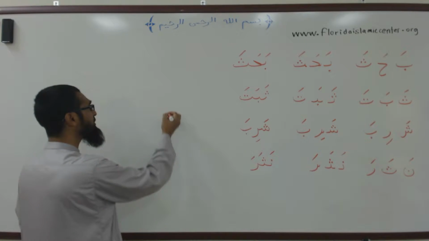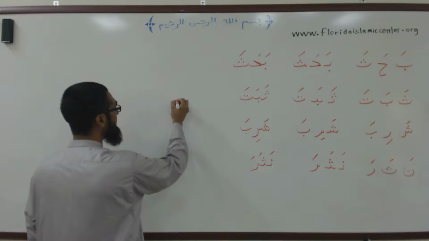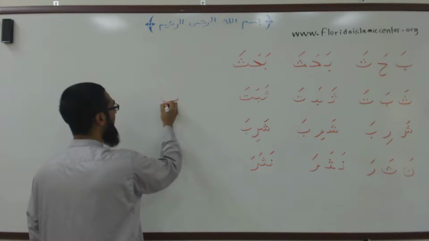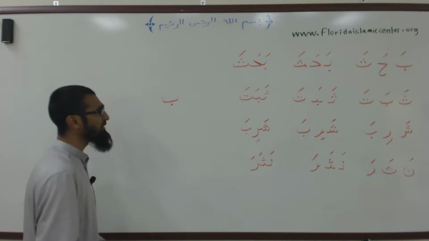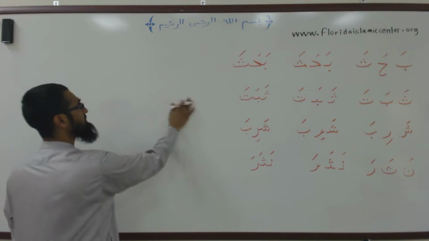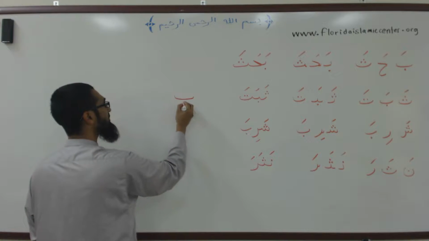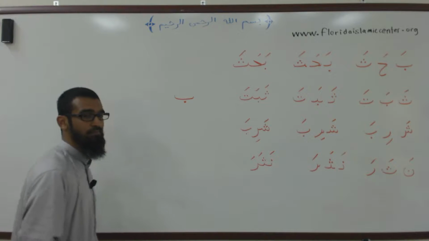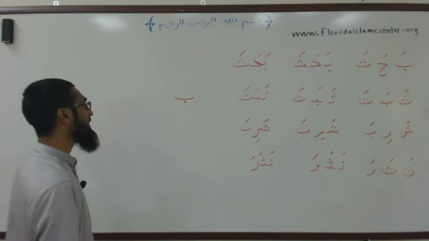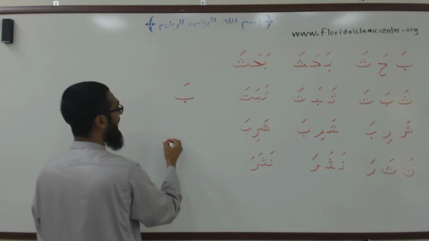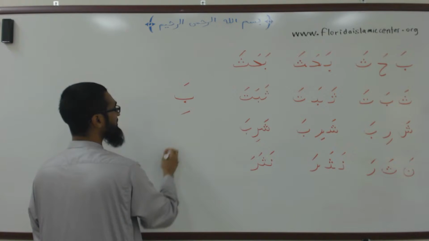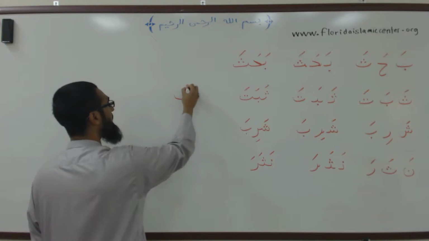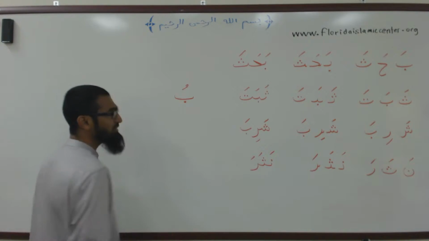Like for instance, when we saw the letter ba, when it appears by itself, this is what it looks like. Ba. Very easy, like a little boat and a dot at the bottom. That was our ba. Right? And we said fatha gives you the a sound, ba. Kasra, bi sound. Dhamma, bu sound. Ba, bi, bu. That's pretty easy.